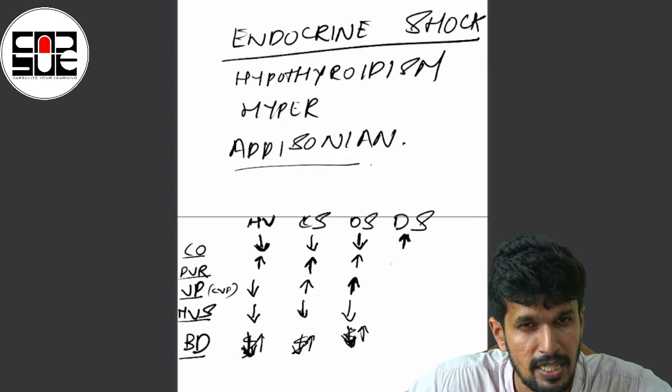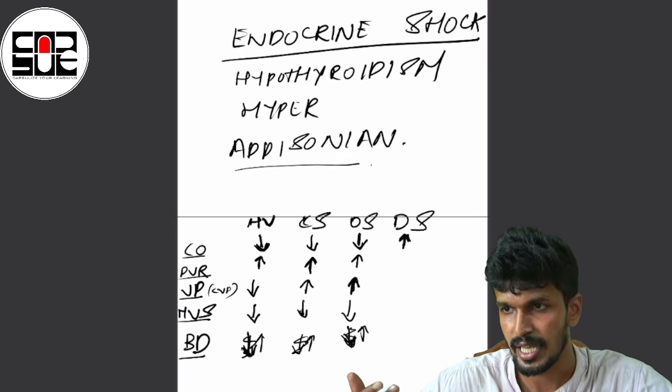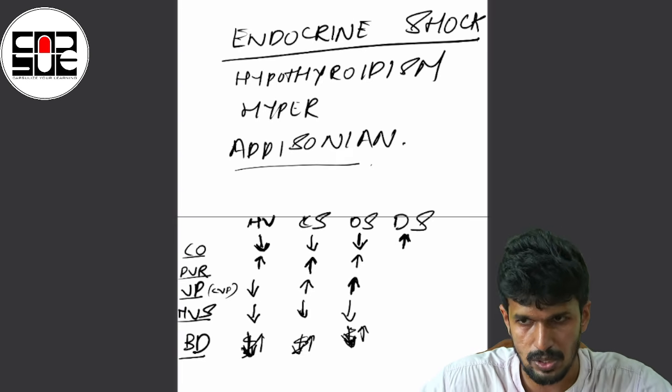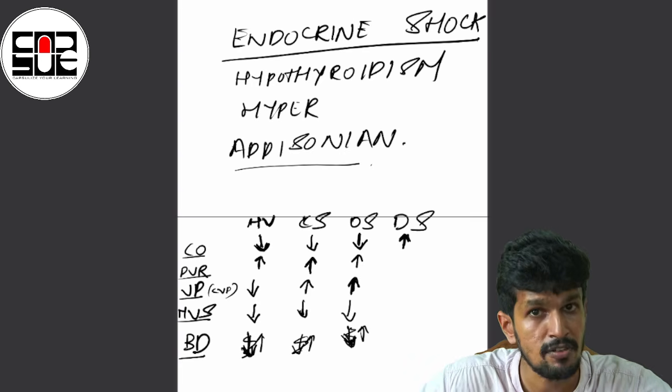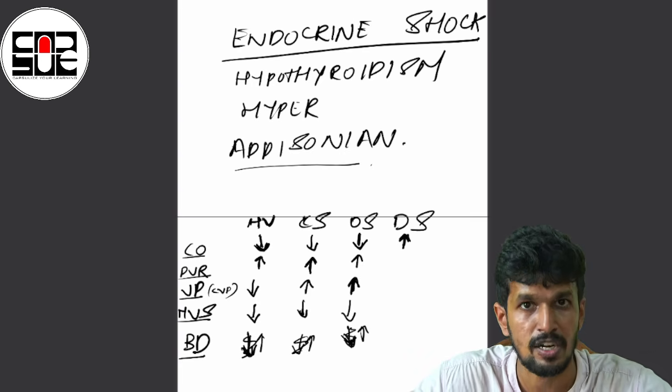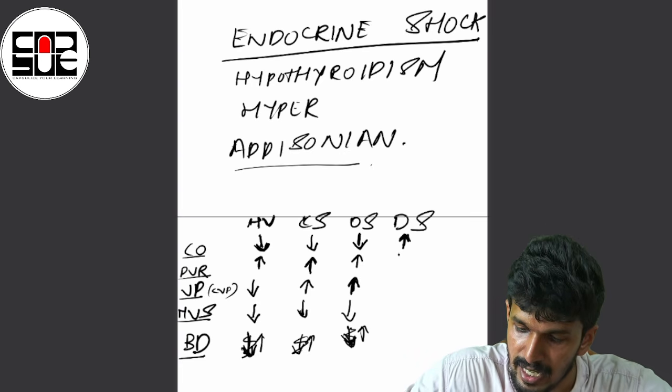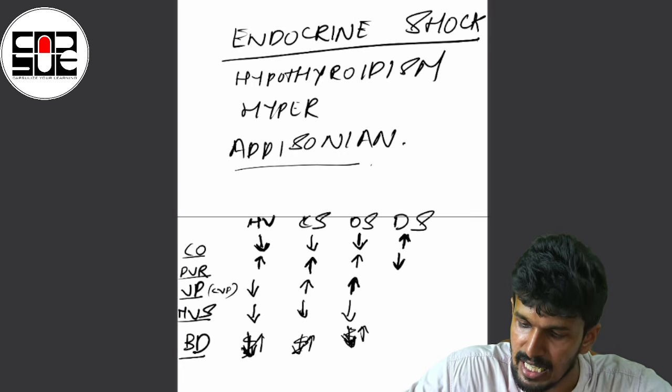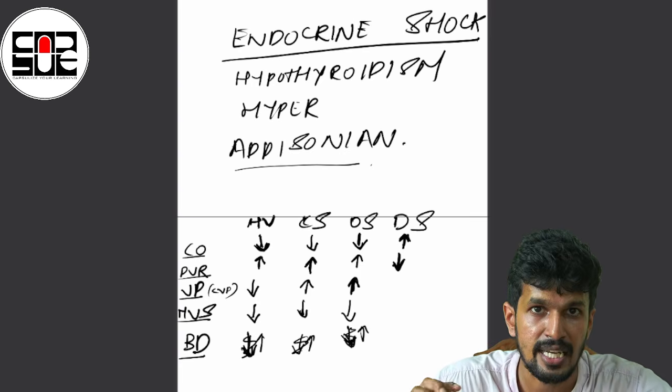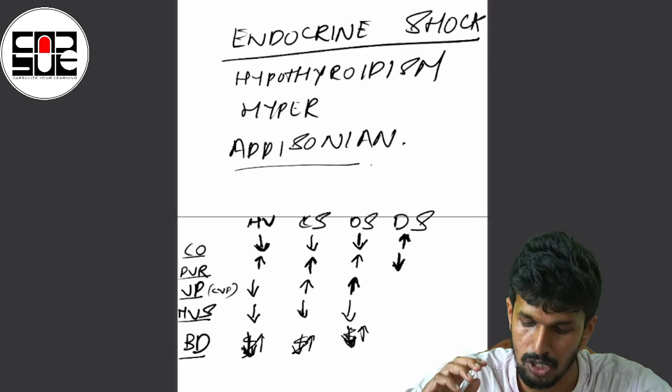When it comes to peripheral vascular resistance, I told, in a case of neurogenic, or also in a case of anaphylactic, also in a case of septic shock, what happens to the peripheral vascular resistance? Peripheral vascular resistance will be decreased. Peripheral vascular resistance will be significantly decreased in all cases of distributive shock.